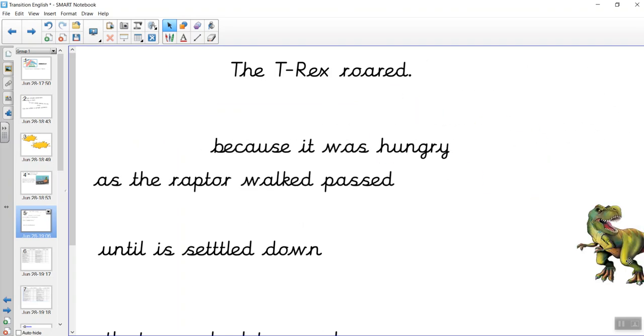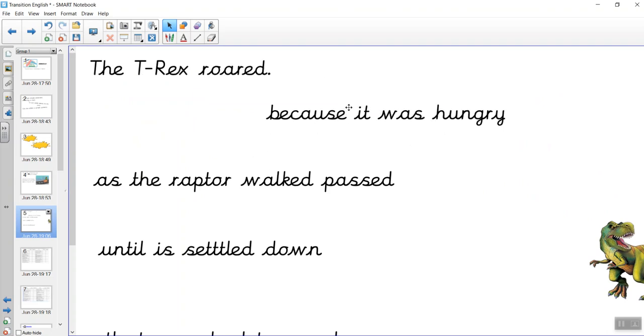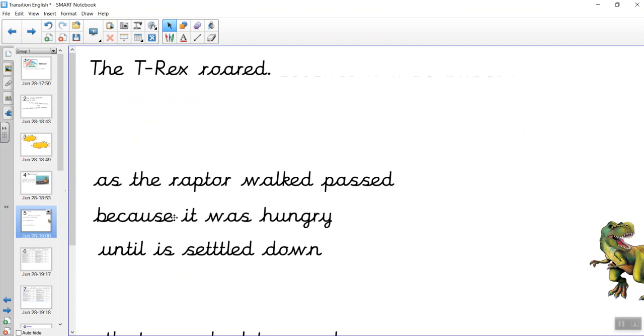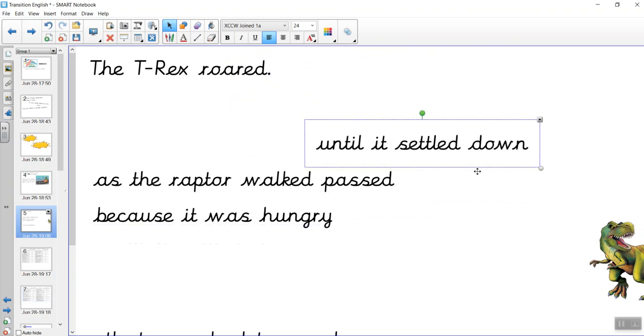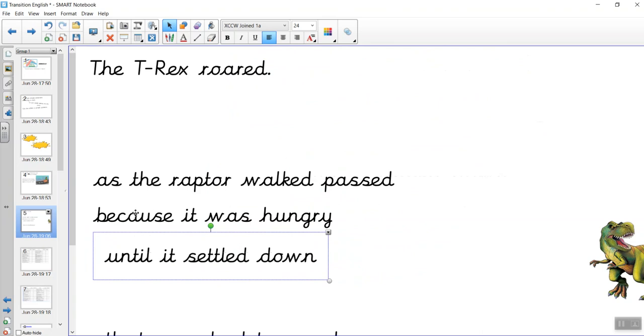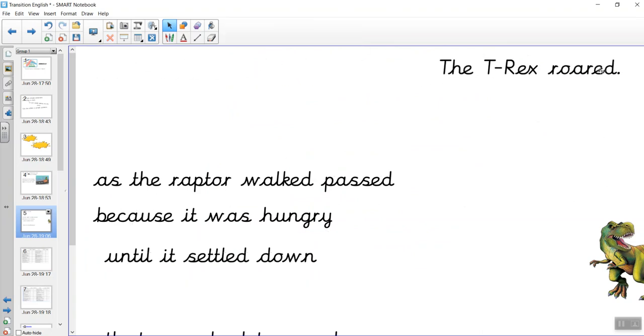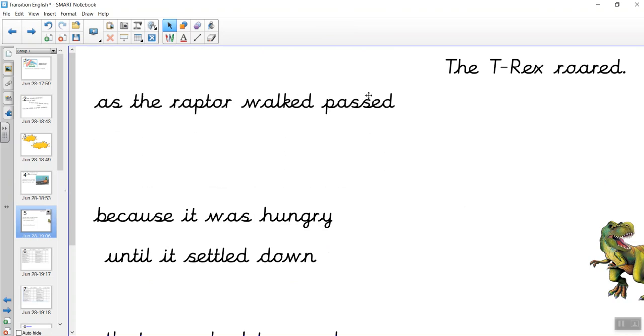I'm going to move him out of the way so I've got a bit more space. Because it was hungry. The T-Rex roared until it settled down. Now, because these clauses here start with a subordinating conjunction, we know that we could put them at the beginning of the sentence, but then we need a comma.